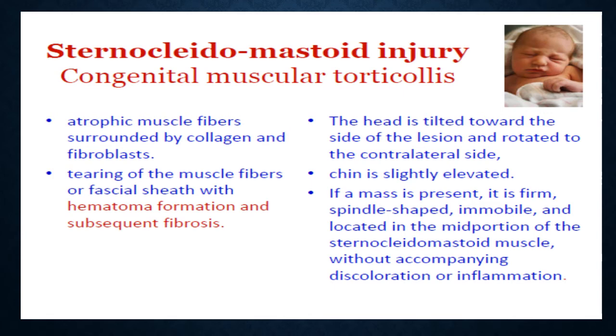You have to pay special attention to the sternomastoid injury because it's congenital and it's your fault, the congenital muscular torticollis. It leads to atrophic muscle fibers surrounded by collagen and fibroblasts, tearing of the muscle fibers of the fascial sheath with hematoma formation and subsequent fibrosis. The presentation is head tilt toward the side of the lesion and rotated to the contralateral side. The chin is slightly elevated. If a mass is present, it's firm, spindle shaped, usually a calcified hematoma, immobile, and located in the mid portion of the sternocleidomastoid muscle without accompanying discoloration or inflammation.